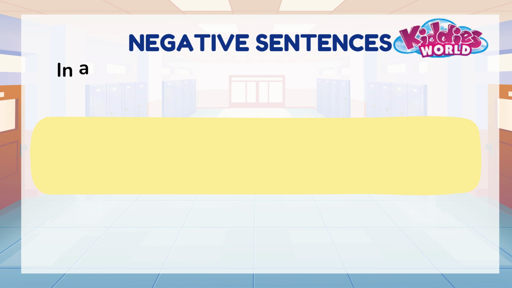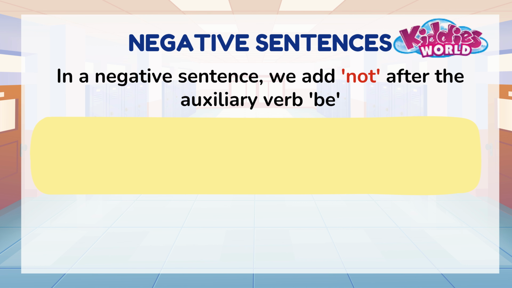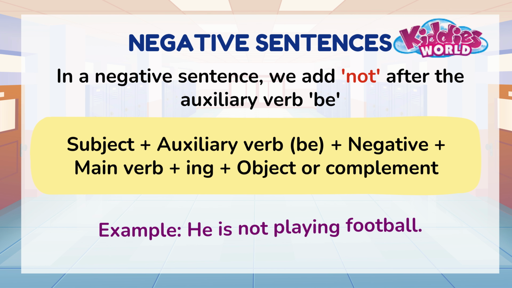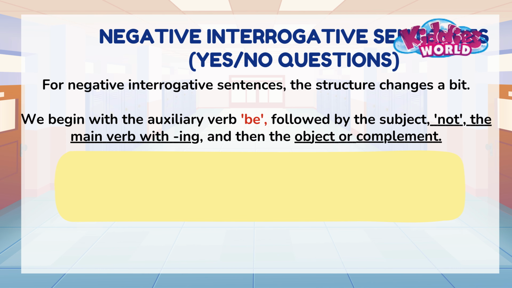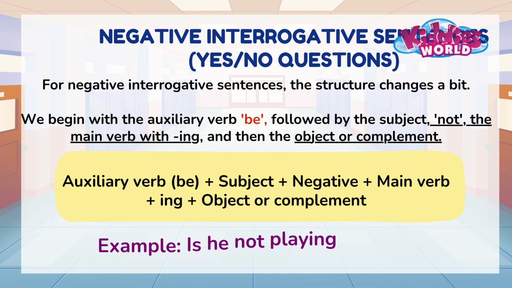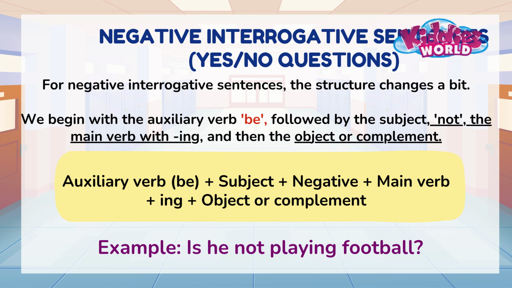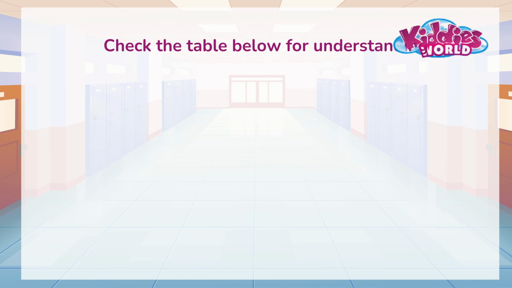Negative sentences. In a negative sentence, we add not after the auxiliary verb be. The structure will be, example, he is not playing football. Negative interrogative sentences. Yes, no questions. For negative interrogative sentences, the structure changes a bit. We begin with the auxiliary verb be, followed by the subject, not, the main verb with ing, and then the object or complement. The structure will be, example, is he not playing football? Check the table below for better understanding.